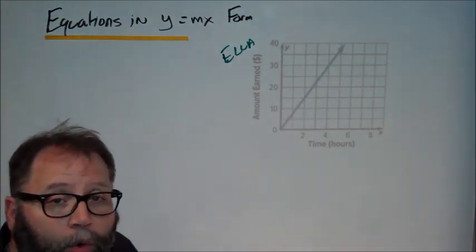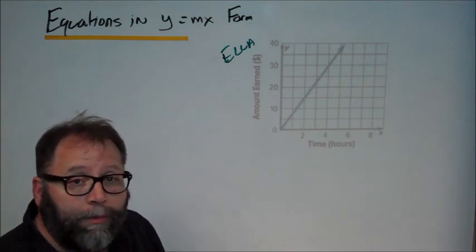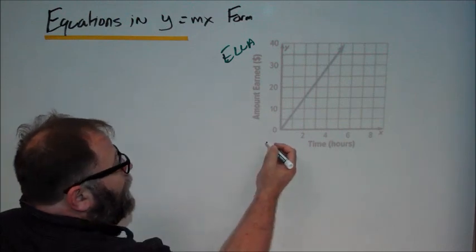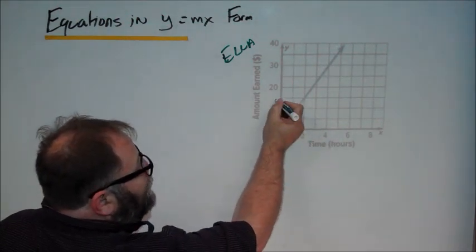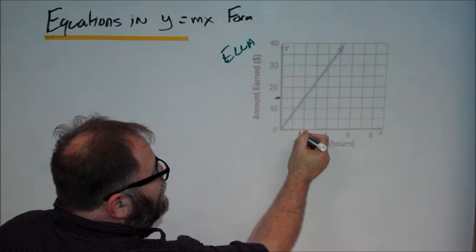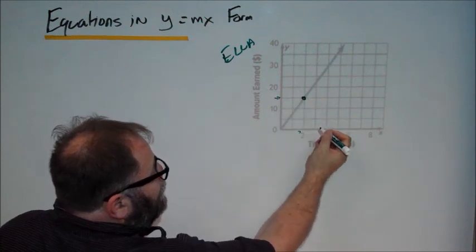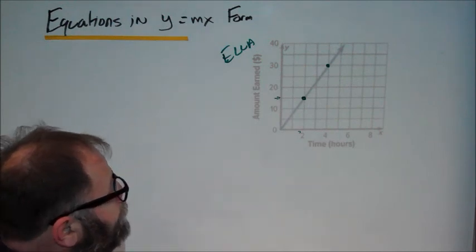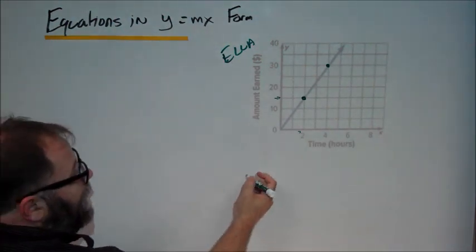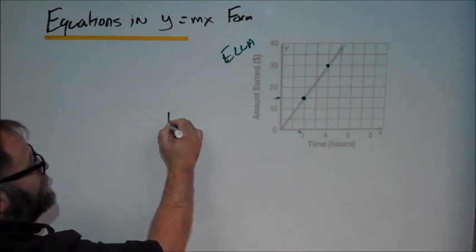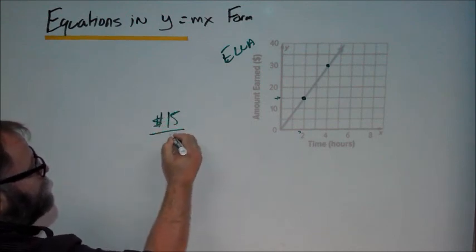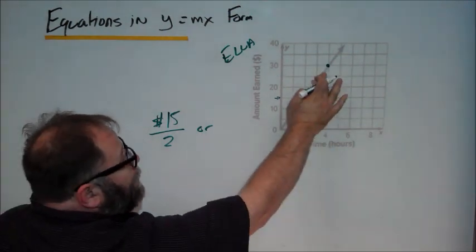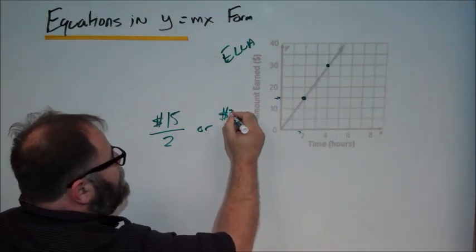So let's pick out some points and see what the constant of proportionality is here, so that it tells us what the slope is. Let's look for some spots where our lines cross nicely. Here's one right here. I've got another one there. Let's use those two for now. So here I've got, in 2 hours, there's $15. And we also have 4 hours is $30.